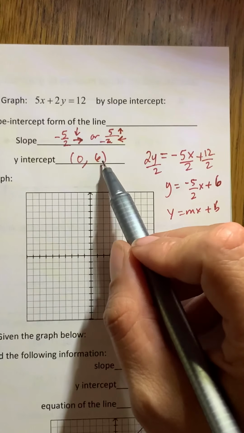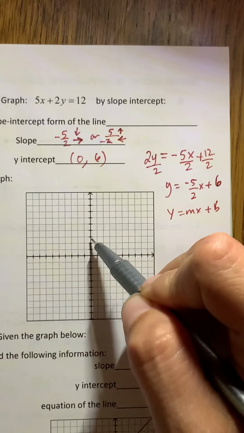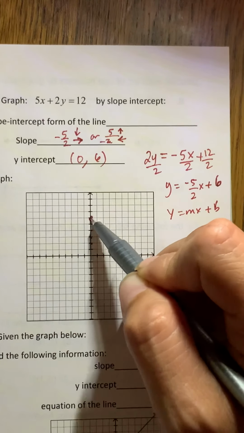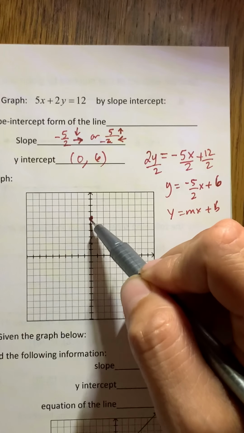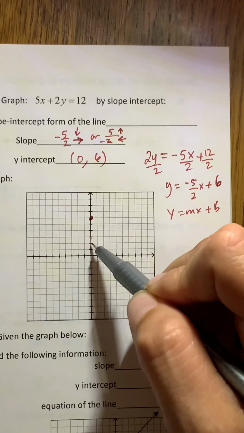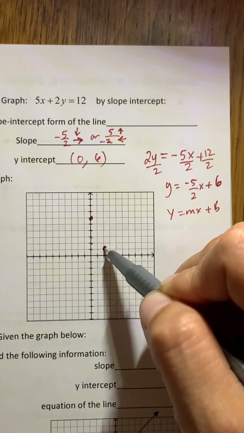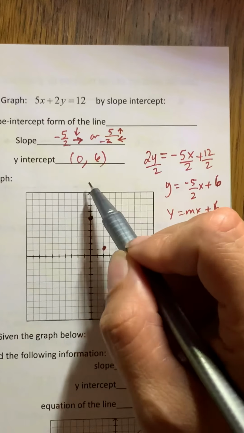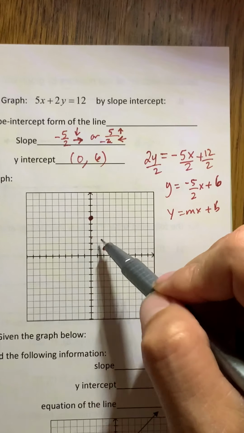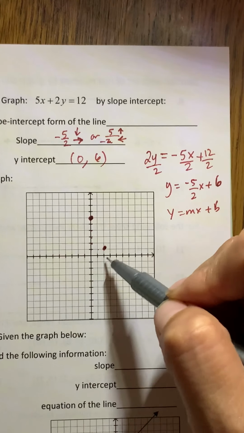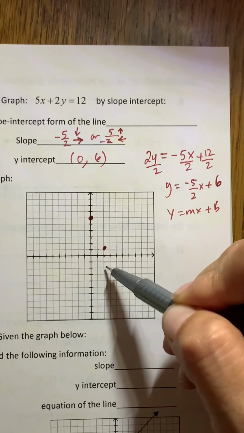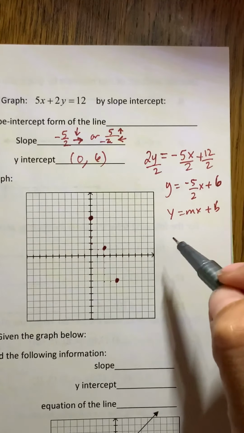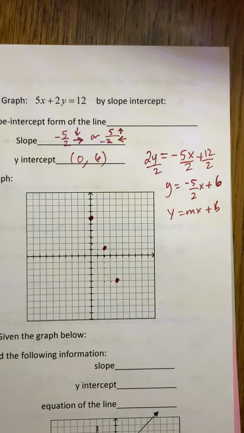Graph: you go to your y-intercept of (0, 6) first. 1, 2, 3, 4, 5, 6. Here's my y-intercept. And we're going to go down 5, 1, 2, 3, 4, 5, over 2, 1, 2. And we can't go back to the y-intercept and go up and over because that would be off our graph. So the only alternative we have is to go to that new point and use the slope again. Down 5, over 2. And so now we get 3 points. They appear to be collinear.